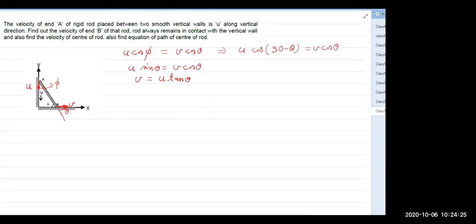Now we have to find the center of rod velocity. So how do you find the center of rod velocity? Suppose this is the point 0, 0, and this distance is x and this is y. So if this is x, then what will be the coordinate of the center? Will it be at x by 2?